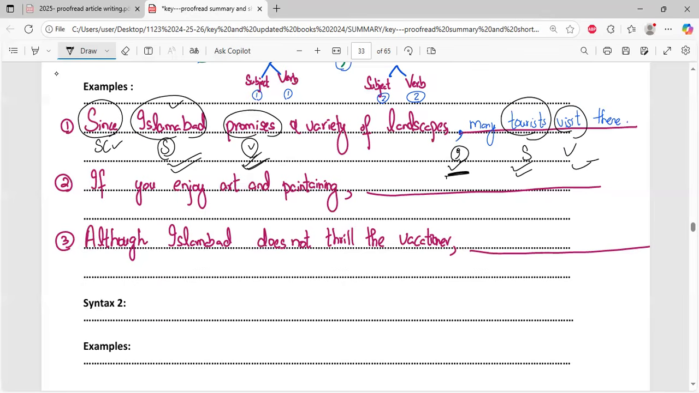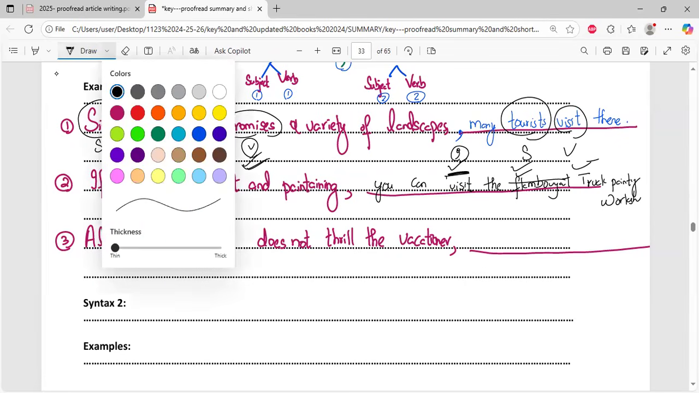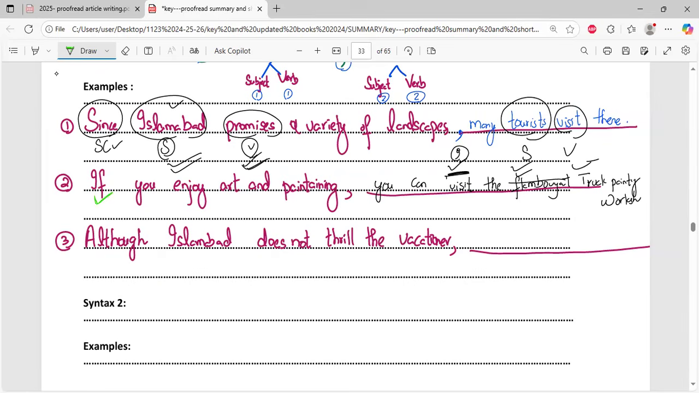If you enjoy art and painting, you can visit the flamboyant truck painting workshop. If you don't like using the word flamboyant because you think it is diverting your attention, then you can say, if you enjoy art and painting, you can visit there. How is it correct and complete? Let me help you with it. If becomes the conjunction, you becomes the subject, enjoy becomes the verb. Three things are here. On the second side, you again becomes the subject and visit again becomes the verb.